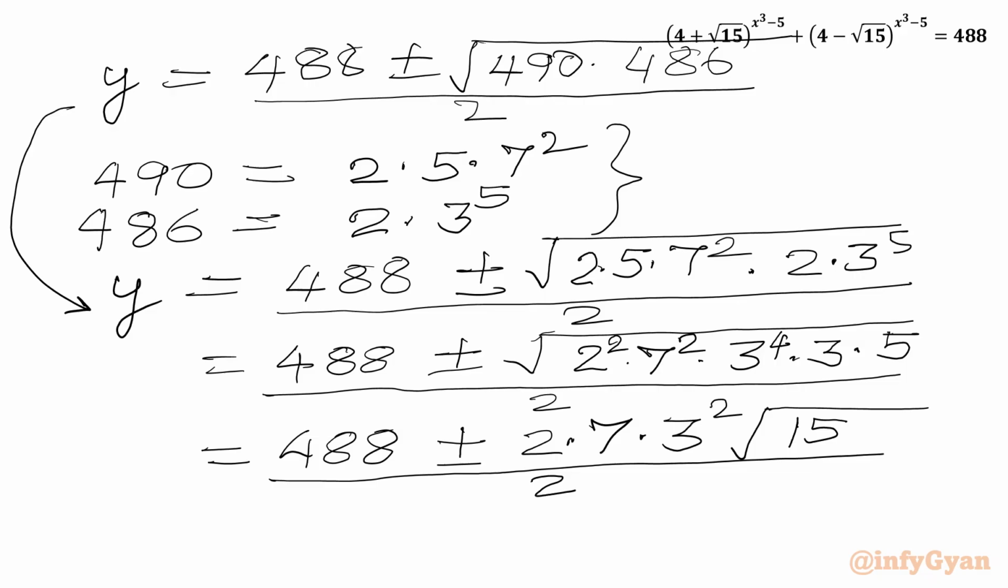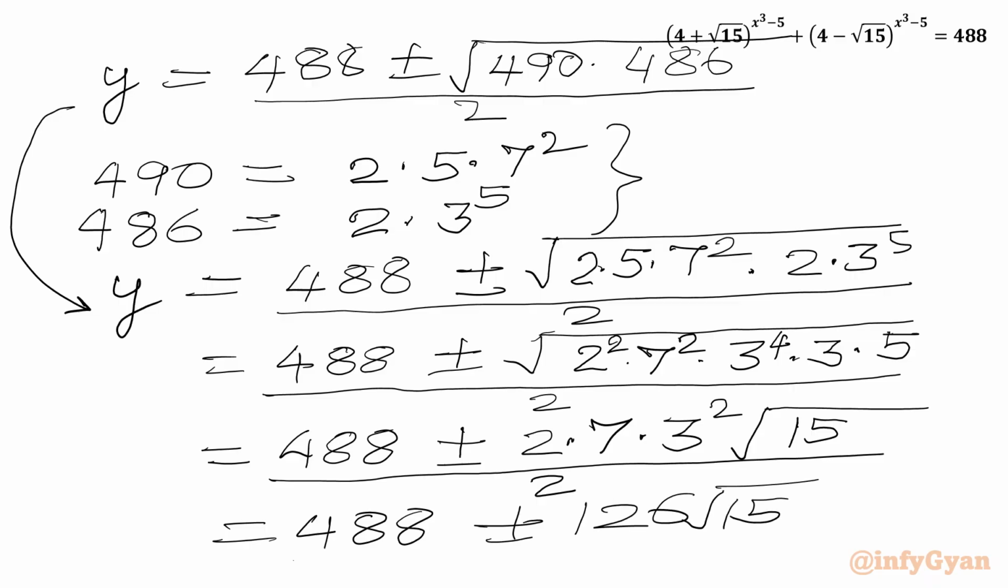Now 2 times 7 is 14. 14 times 9 is equal to 126. So I can write 488 plus minus 126 square root 15 over 2. Now we have to divide our numerator numbers by 2. We will get the y value.